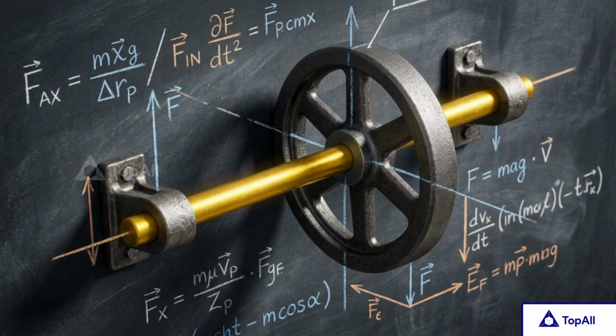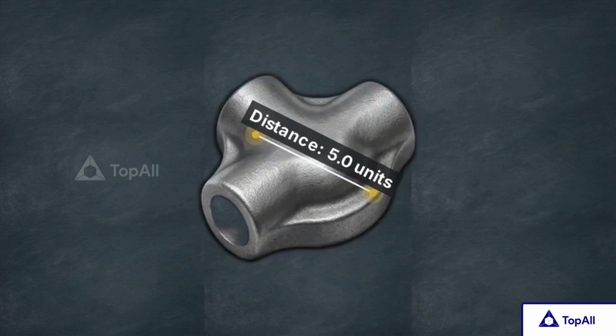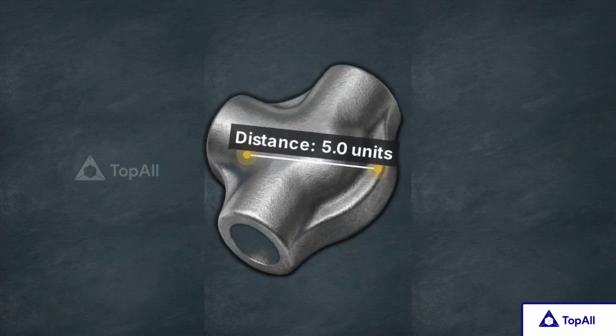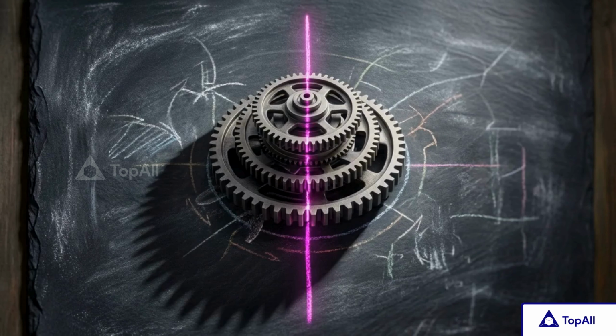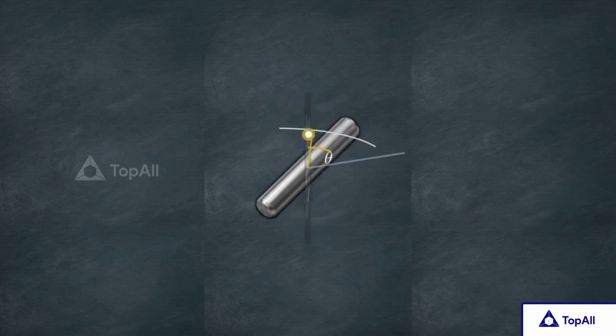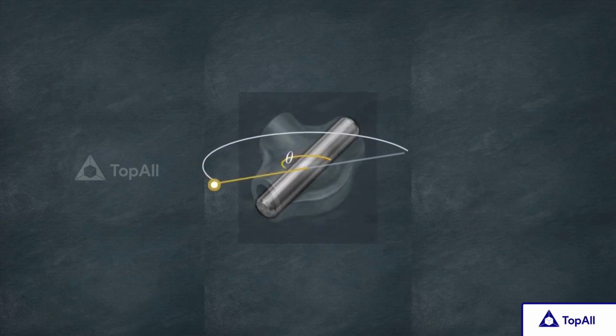To analyze this, we focus on a specific constraint, the rigid body rotating around a perfectly fixed axis. This means the distance between any two particles in the object never changes. By fixing the axis, we reduce the motion to a single degree of freedom. The complex behavior of an extended body becomes a one-dimensional calculation.